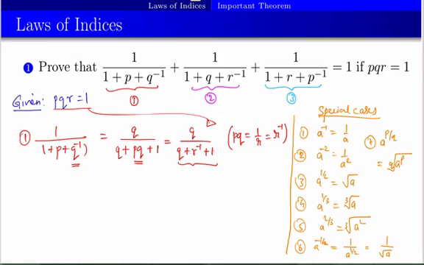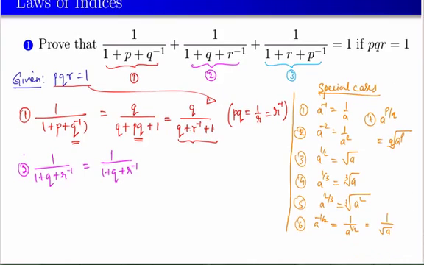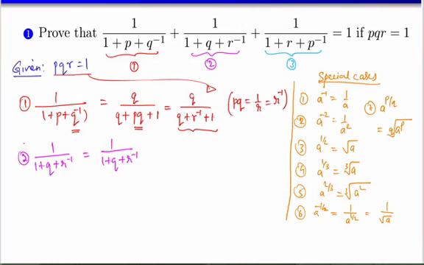Now the second term, I'll keep it as it is. It is nothing but 1 upon 1 plus q plus r raised to minus 1. I'll keep it as 1 plus q plus r raised to minus 1, because the denominators here and here are the same, so that I can add them directly. Okay, now let me come to the third term here. The third term is 1 upon 1 plus r plus p raised to minus 1.